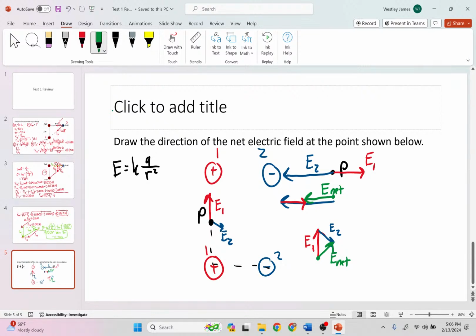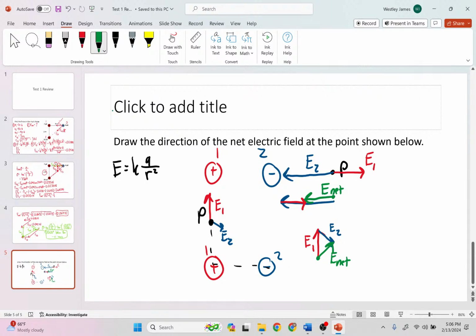Do you know that electric fields point away from positives? Do you know that electric fields point towards negative? Do you know that electric fields get weaker the farther away you get? Do you know how to add vectors together? There's 3 concepts all at play here. If you're missing any one of those, you won't be able to get the answer. And depending on the multiple choice problem, maybe it's just testing one concept. Maybe it's testing a couple together. All depends on the question.